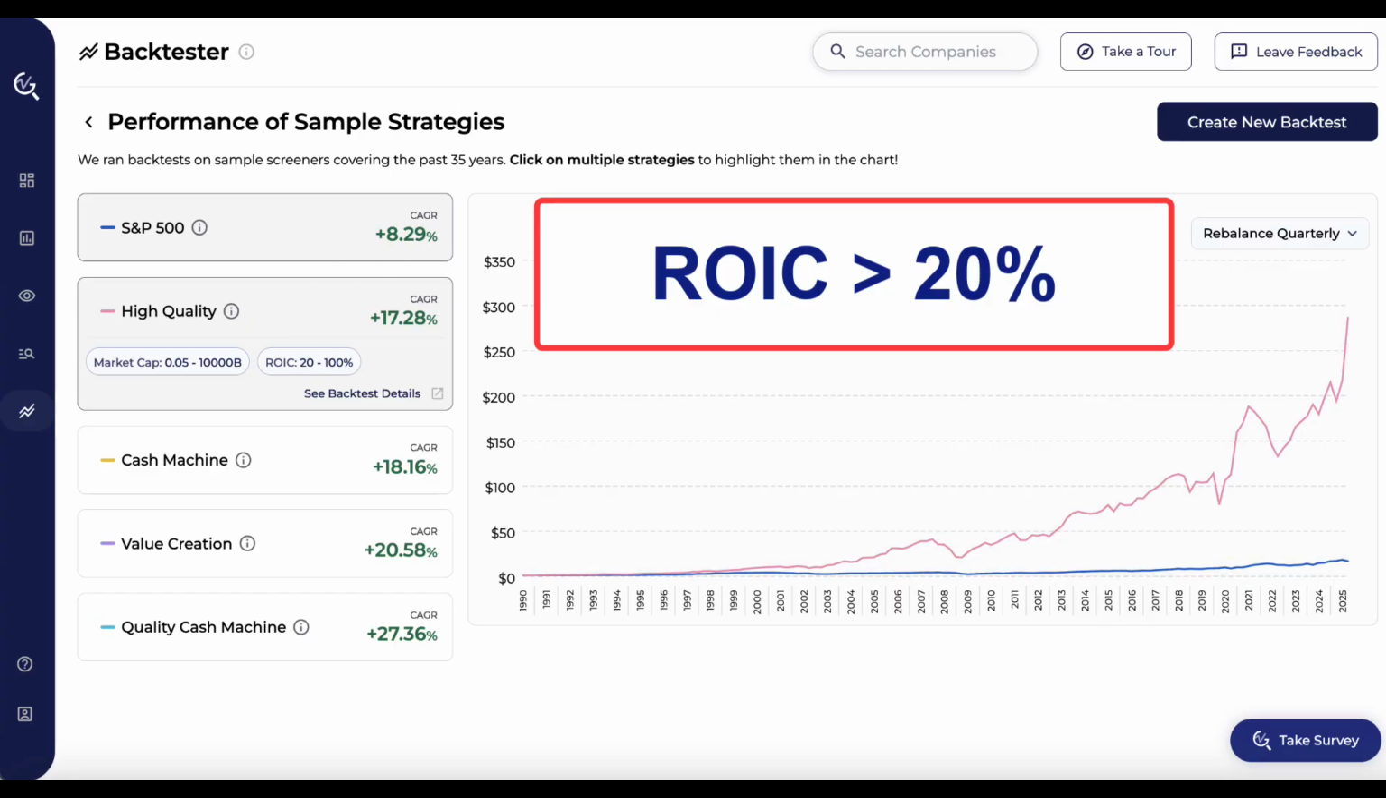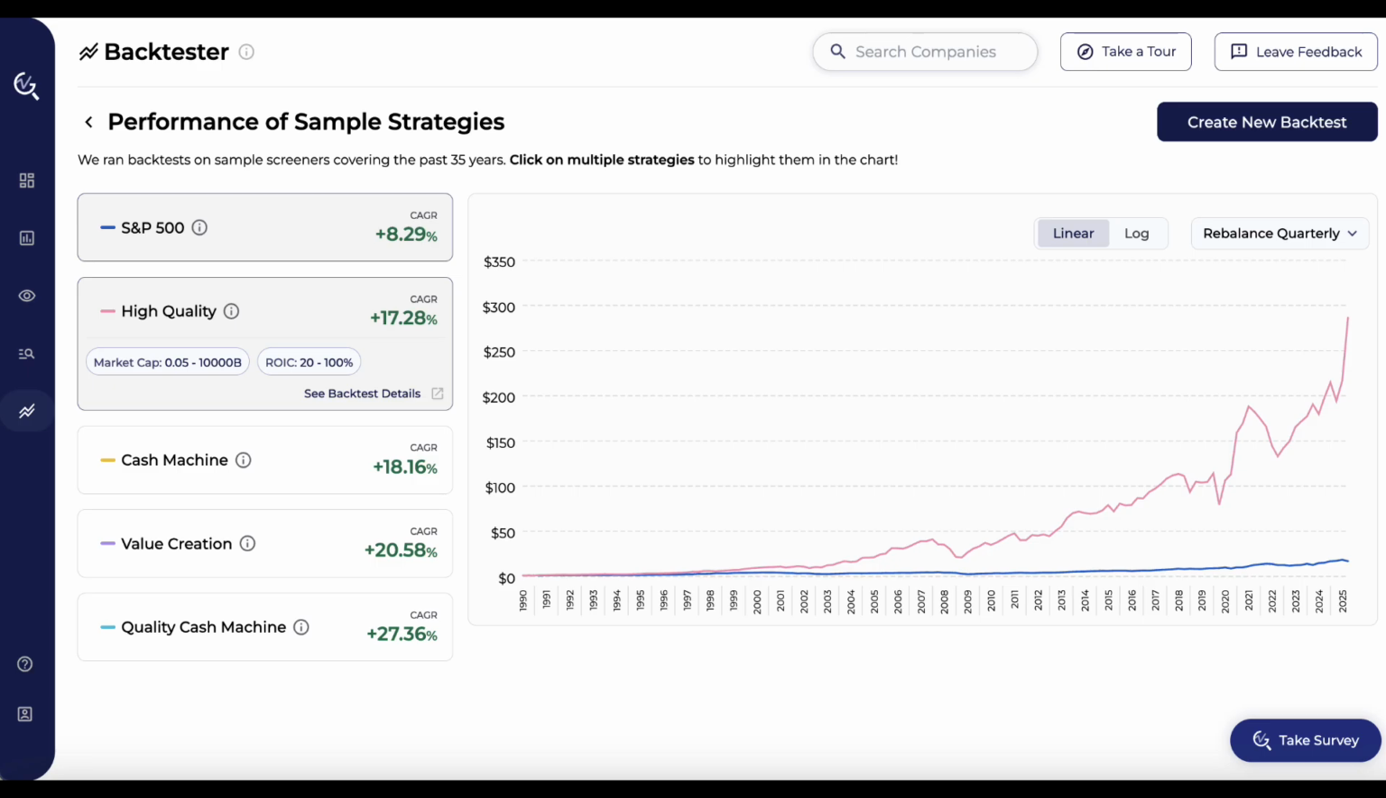And what we do with the backtest is go back in time, construct portfolios by using these filters, and then hold them, in this case quarterly, or we can also look at the results for yearly, and construct that portfolio for 30 years to see how it grows. And we see, looking at the final result here, this is the growth of $1 turned into nearly $300. So that's over 17% annualized return, compared to the S&P 500 over that time, the index grew over 8%.